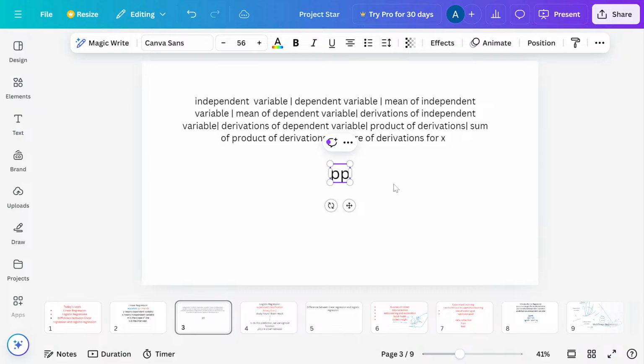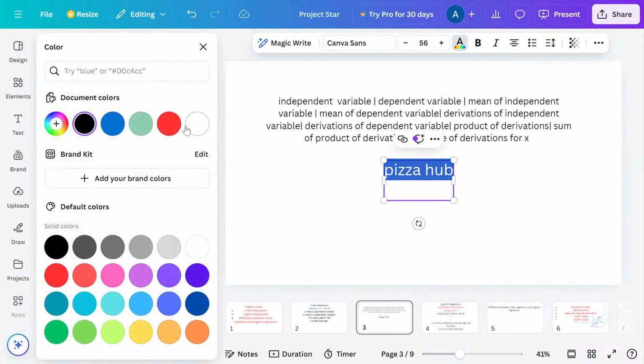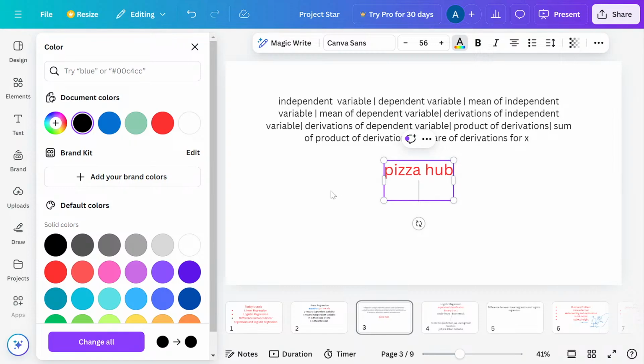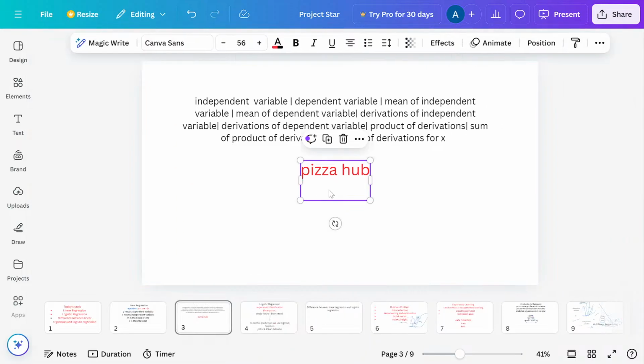So let's say I have a pizza shop which sells pizza. Let's call it Pizza Hub. So I have something called Pizza Hub, which sells pizza. This is the business that I have. Nice name.